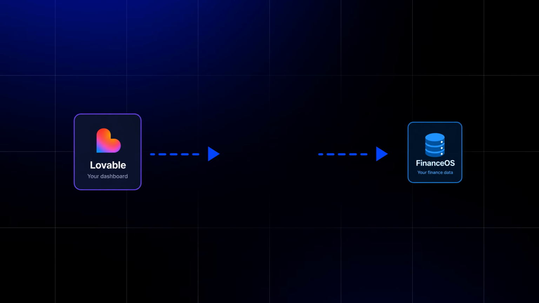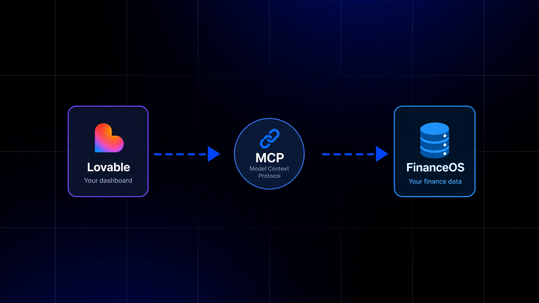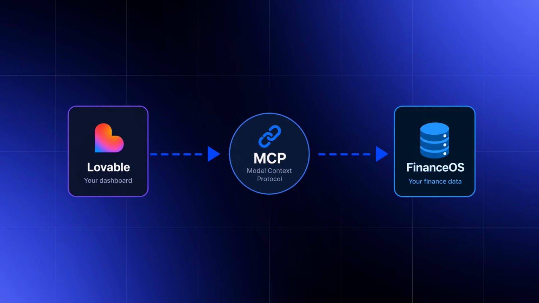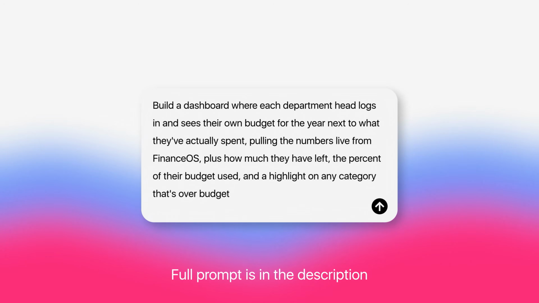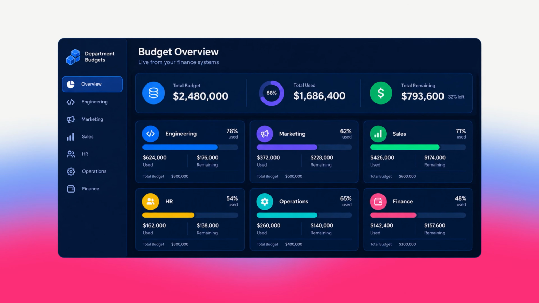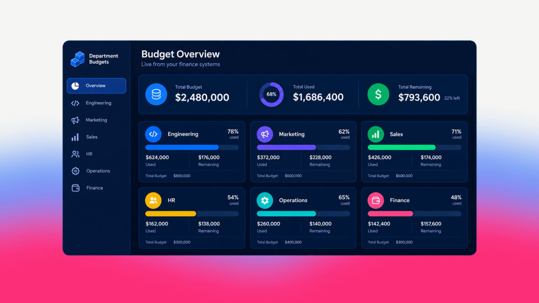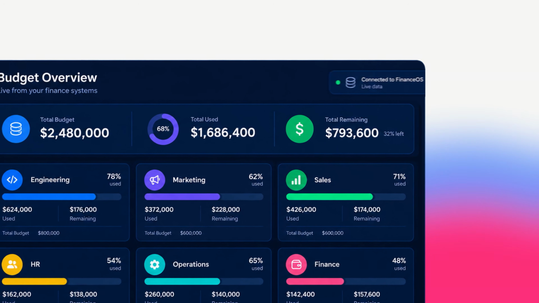To get those numbers into your dashboard, you connect Lovable to FinanceOS through something called the MCP, or the Model Context Protocol, which is just a way for tools to read data straight from your systems. From there, your dashboard pulls the numbers straight from your systems on its own with no one typing anything in. So now, let's build the dashboard itself. Here's the prompt I'm typing in. That means each department head can open one screen and see how much of their budget they've used and how much they have left, with the numbers coming straight from your finance systems.